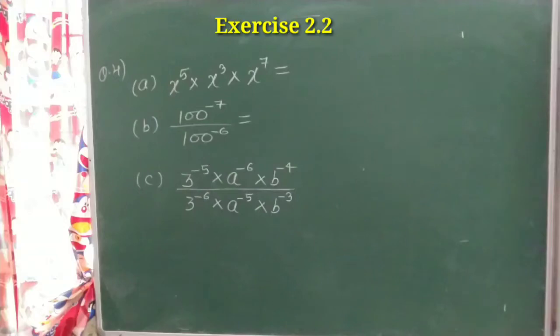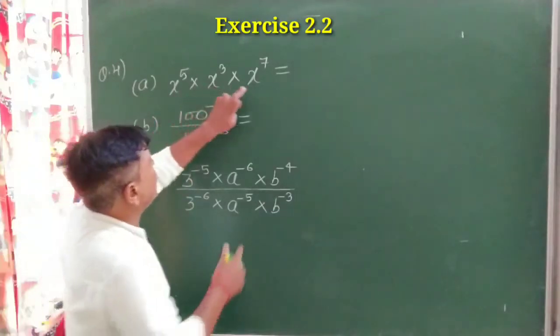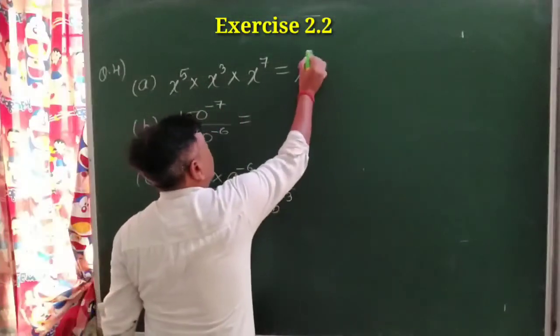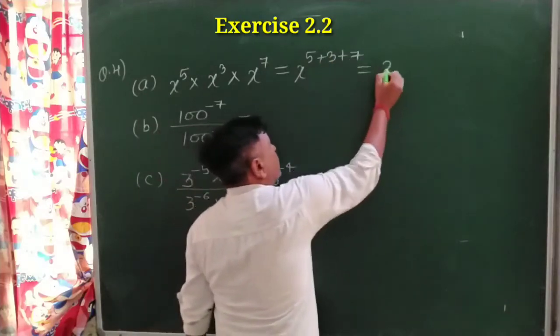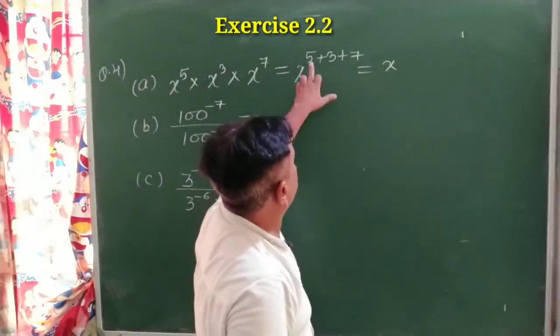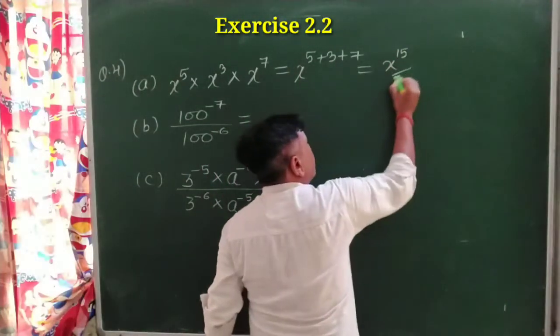Okay students, now come to question number 4. In question number 4 we have to simplify the following by using the laws of exponents. So we will just solve them with the help of the laws. See, bases are same, it means powers will get added up. 5 plus 3 plus 7. X raised to the power 5 plus 3 is 8, 8 plus 7 is 15. This is our needed answer.